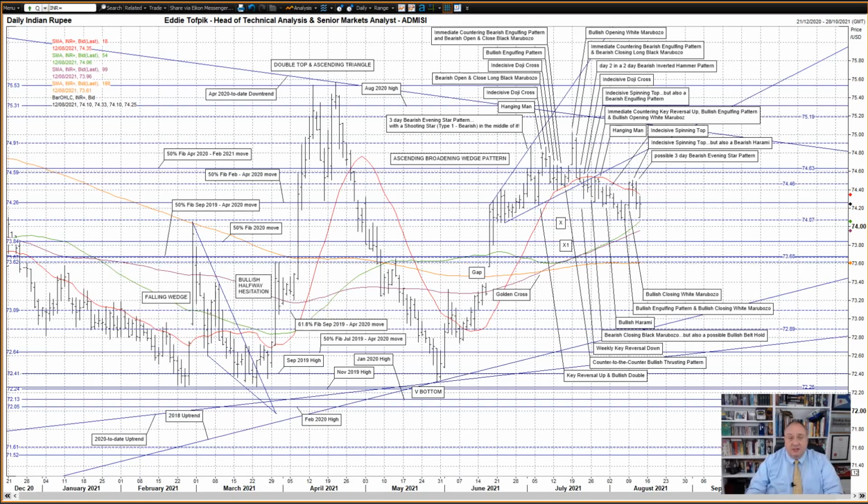I've still left on the daily chart the initial downside target X for the ascending broadening wedge pattern in the 74.05 area, even though it was achieved last week. We also still have a further secondary target X1 in the 73.80 area that's untouched as yet. Well, so far today, another lower open, but this time the action has been different, as prices have immediately backed up over the 50% Fibonacci line at 74.26.